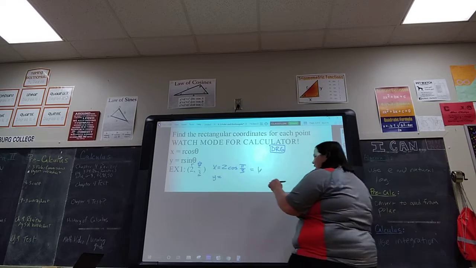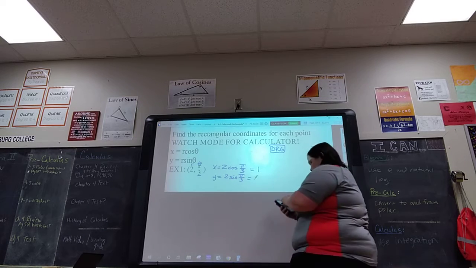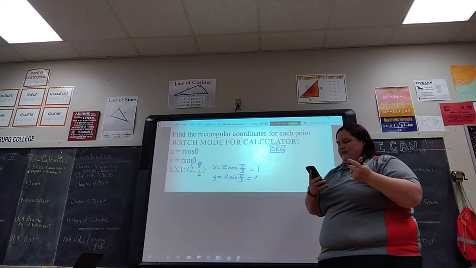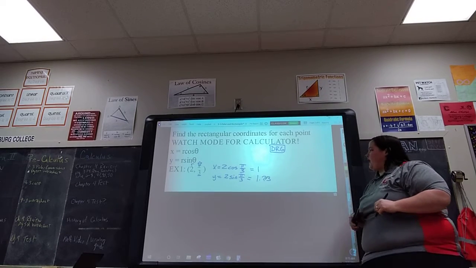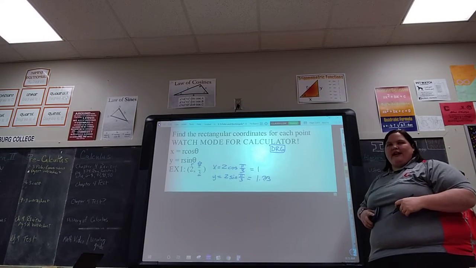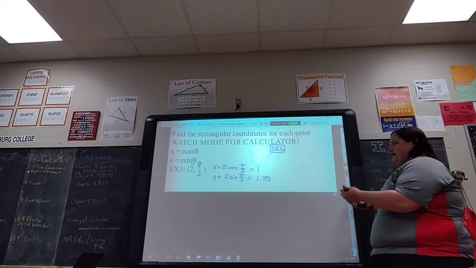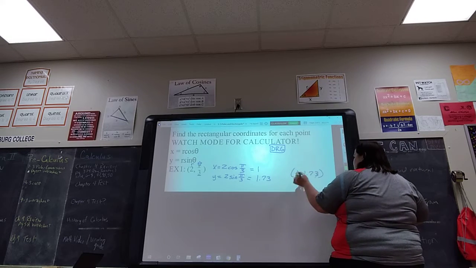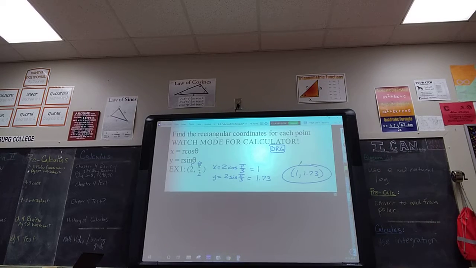And then to find y, I do 2 sine pi over 3. And so that's 1.73. And then how I want you to write your final answer, since this is now a point. So we went from an R and theta point. This is your x and y. I want you to write your final answer in a coordinate form. So we're going to 1, 1.73. And that's the x and y value to get to that point.